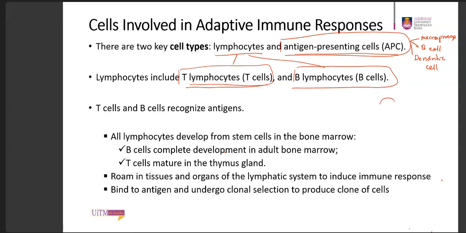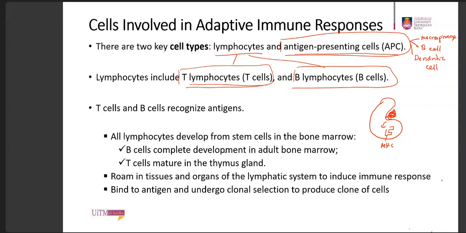Okay, for example, here you have a macrophage. So the macrophage will engulf a pathogen, okay, and then degrade the pathogen into fragments, antigen fragments, and then there will be a type of protein, we call it as MHC molecule, okay, a major histocompatibility protein, which is a protein produced by the macrophage or B cell or dendritic cell.